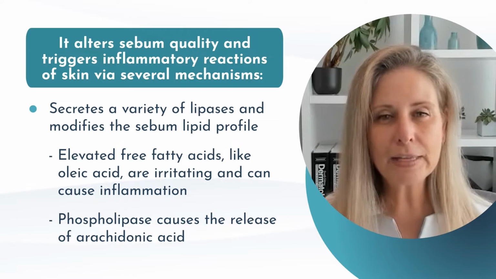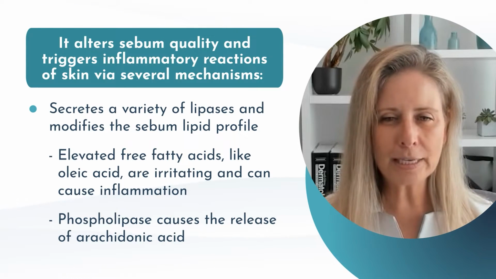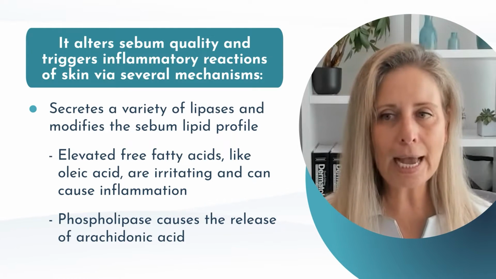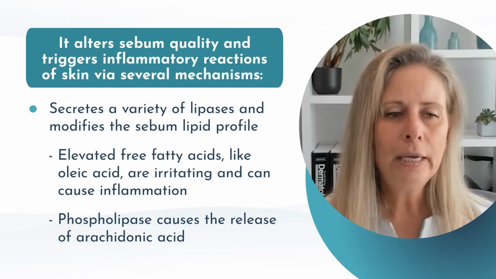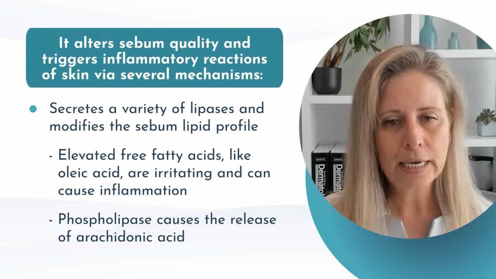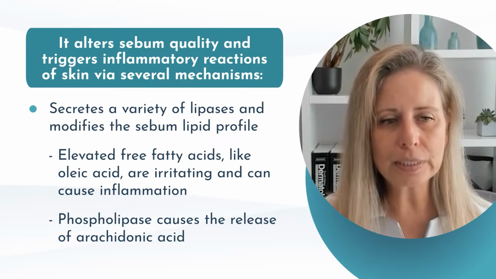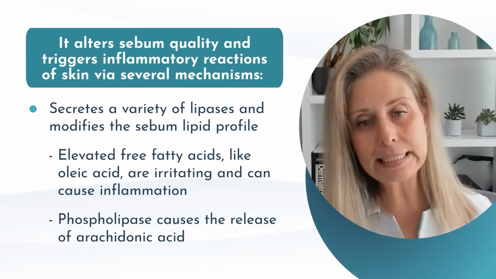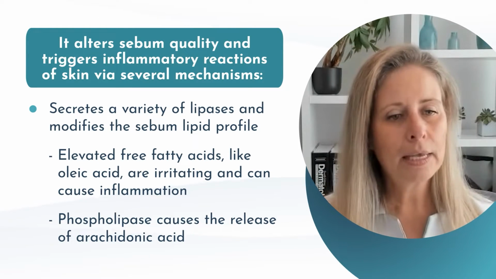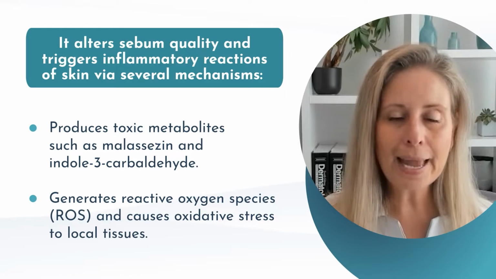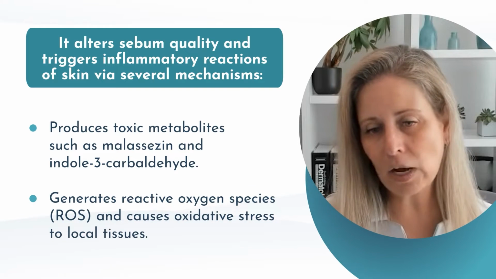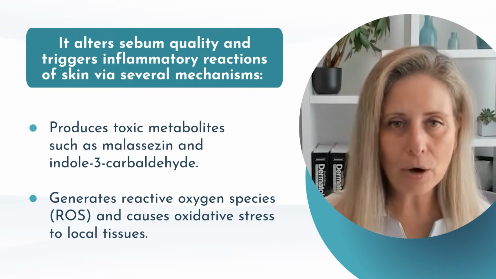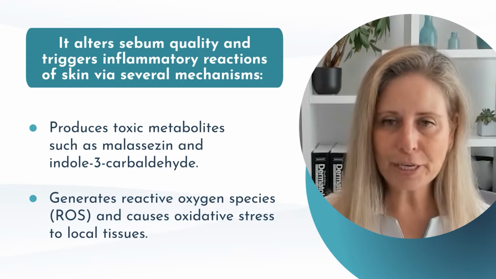But it can modify the sebum lipid profile of the skin in ways that are irritating, and it can elevate free fatty acids like oleic acid. Oleic acid is found in high concentrations in olive oil, and it's known that high oleic acid oils can cause inflammation and irritation to the system. Phospholipase, which is a lipase that it secretes, can cause the release of arachidonic acid, which of course is inflammatory. Sebum can also produce toxic metabolites, and it can generate ROS, or reactive oxygen species, and that will cause oxidative stress to local tissues. So we see how Malassezia can cause inflammation to the skin.